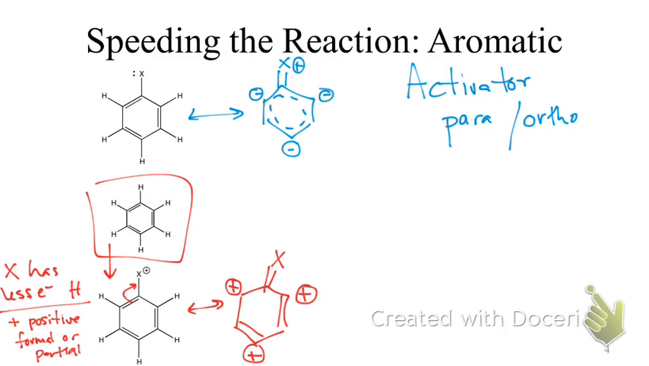If it's now positive, what happens to the speed of the reaction? It slows down. So instead of calling it an activator, inhibitor, good name, but no. Deactivator. So atom X acts as a deactivator, our ring is deactivated.